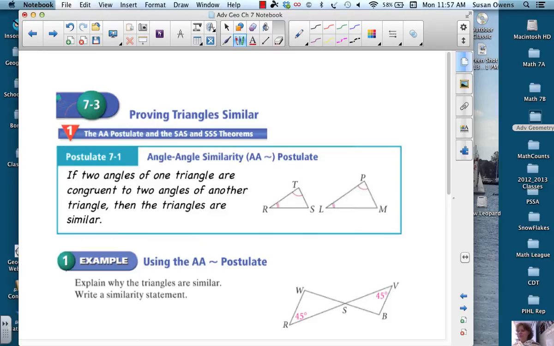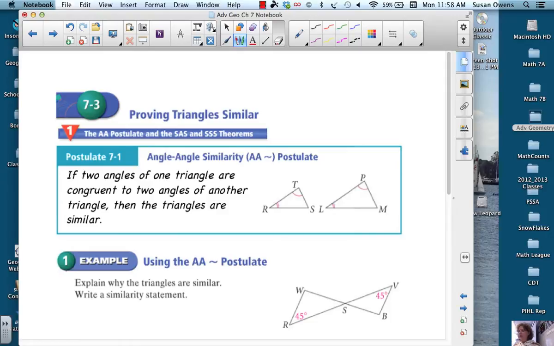Today's video is for Advanced Geometry Chapter 7 Section 3, Proving Triangles Are Similar. So we have all the theorems and postulates to prove that triangles are similar in this section. Again, when we get to the proofs, I'll do those in class, but I am going to do a couple of the pretty easy examples in the video.